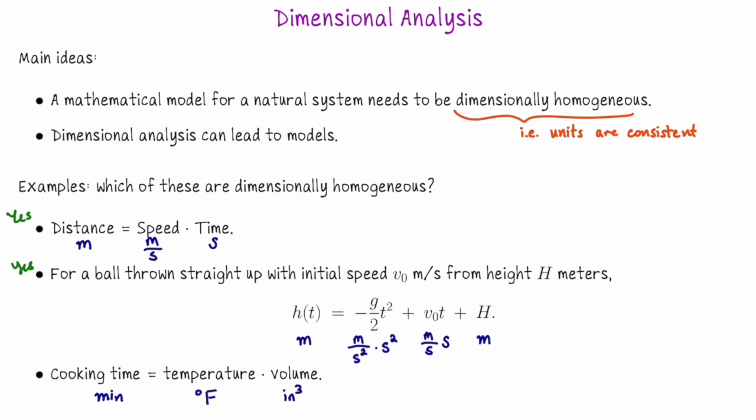So on the left-hand side, we have minutes. On the right-hand side, we have a temperature degree and inches cubed. This is not dimensionally homogeneous. Again, I just made that equation up, so don't try to use it for cooking.